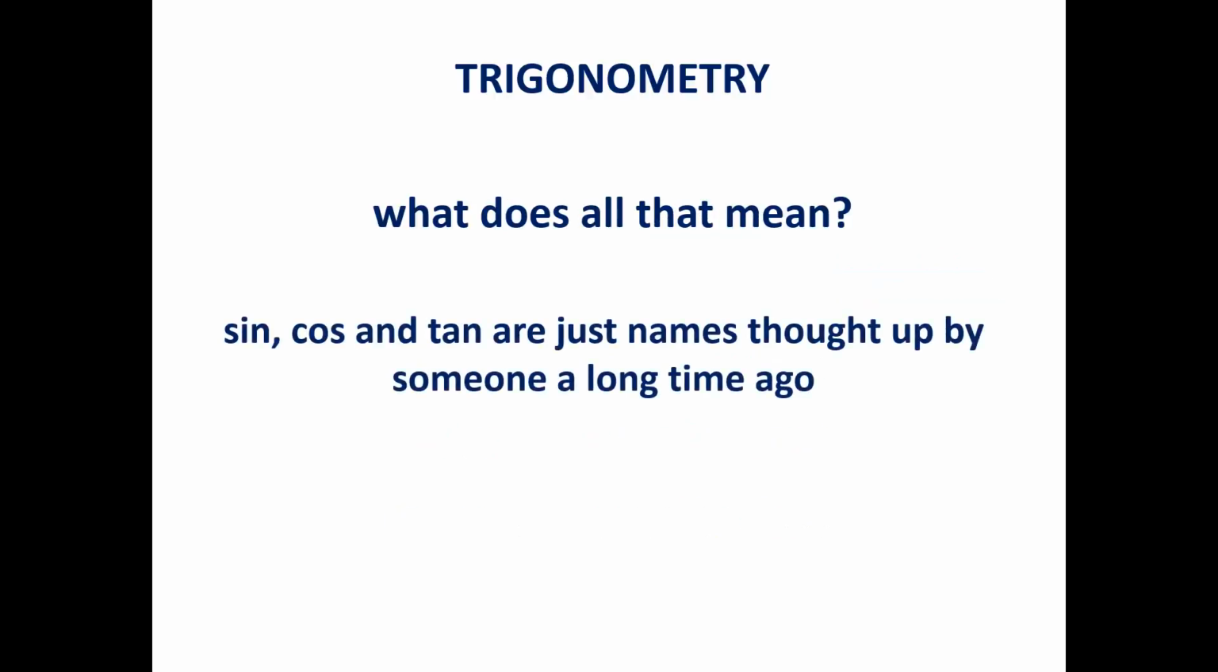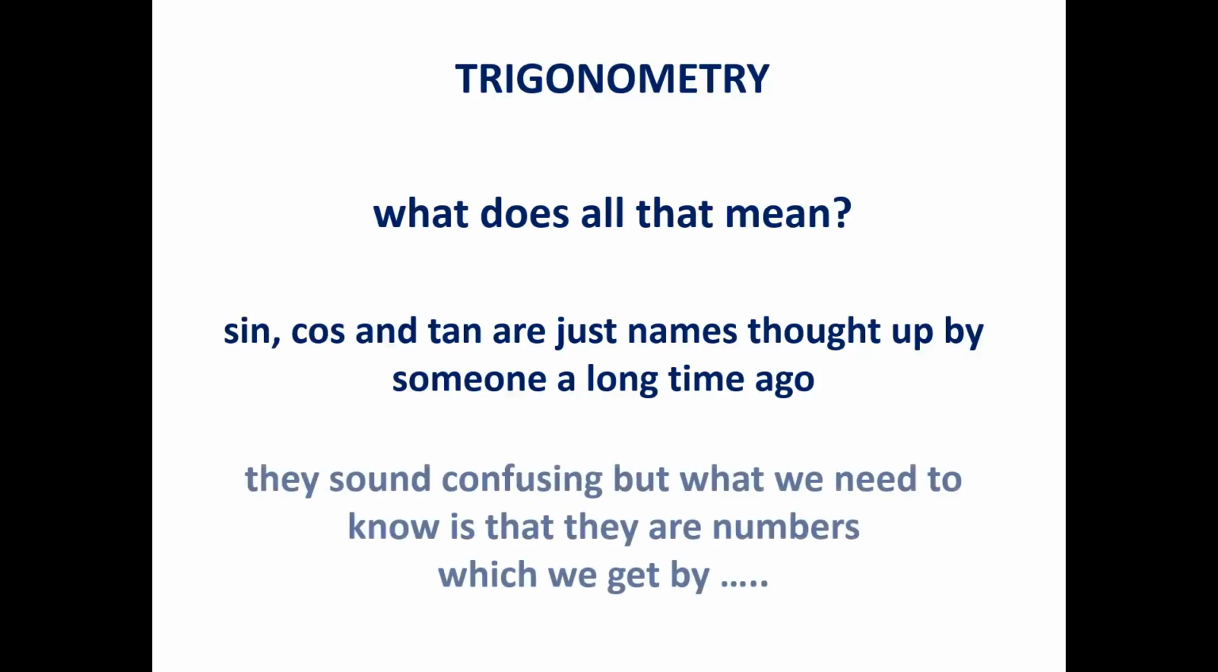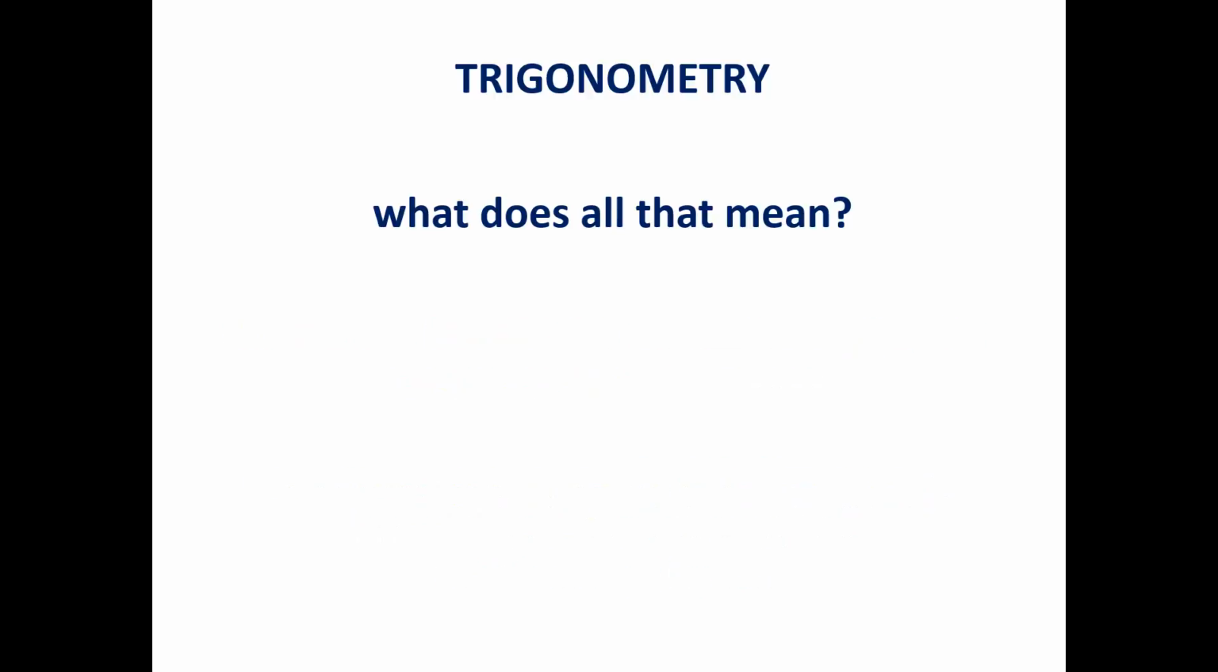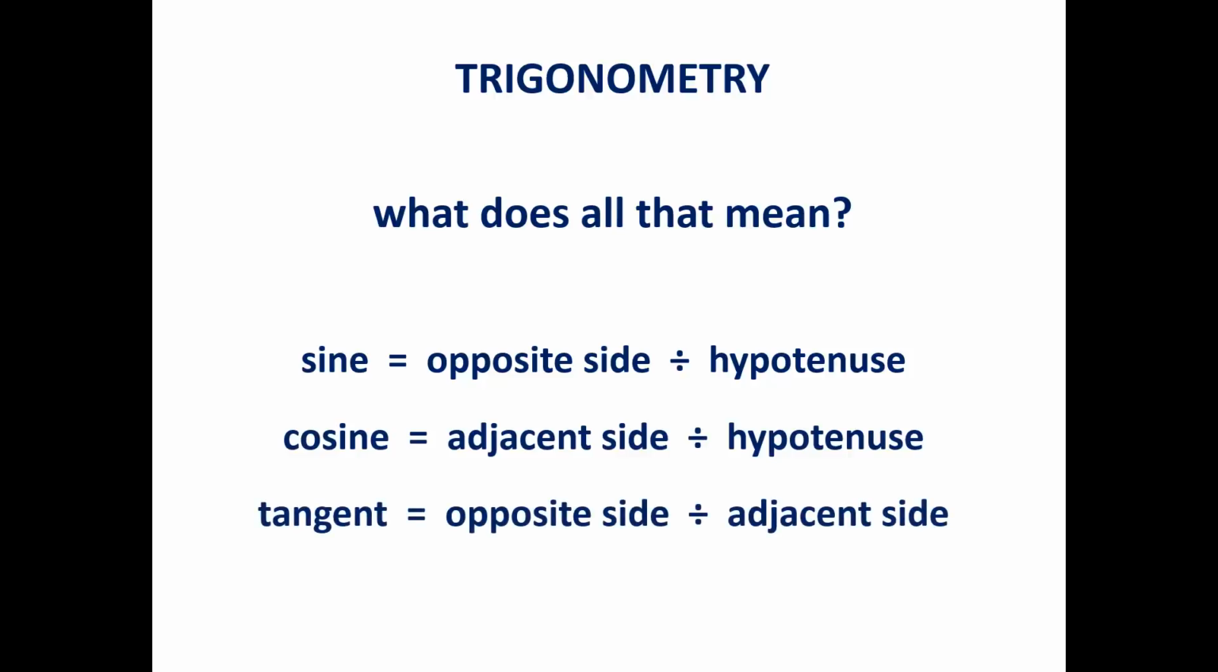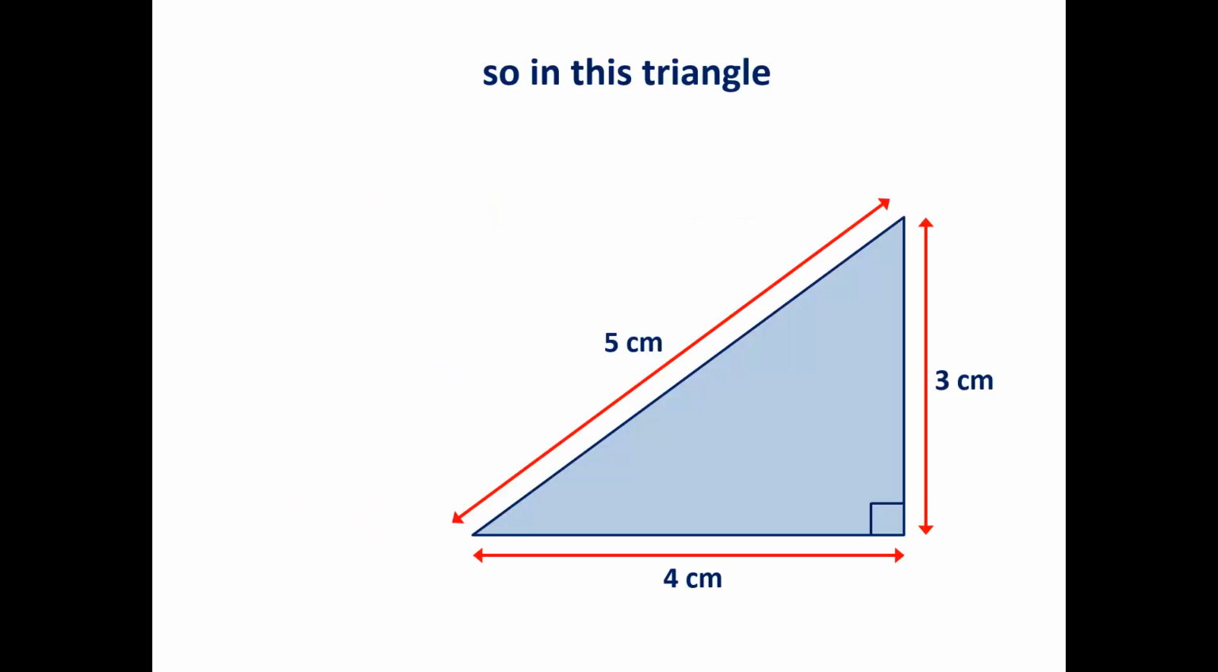Those are just names thought up by someone a long time ago. They sound confusing, but all they are is numbers which we get by doing this. The sine of an angle, you get that by dividing the opposite side by the hypotenuse. The cosine, you get the adjacent side divided by the hypotenuse, and the tangent, the opposite divided by the adjacent. Sounds awfully confusing. Bear with it. Once you start doing some questions, this will all fall into place. So let's have a look at this triangle here.